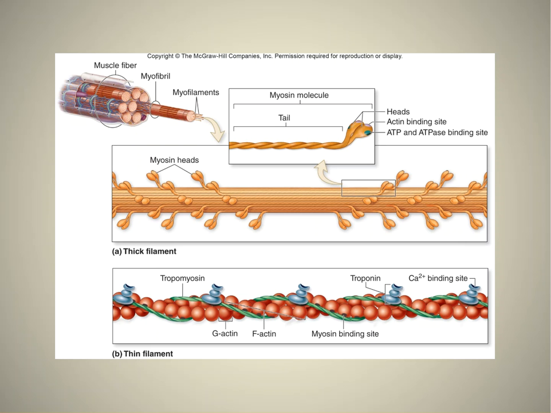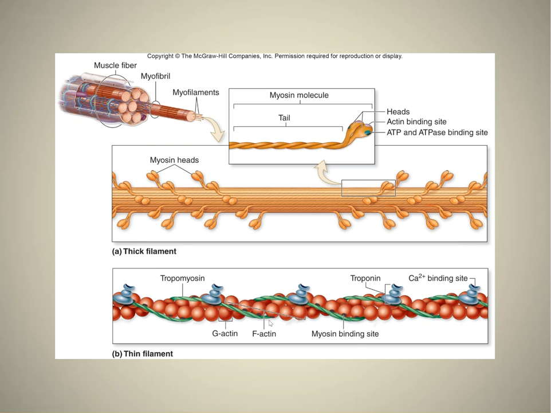Okay, so here's slide 12, looking at the thin and thick filaments and the proteins that make them up. The thick filament is basically one protein called myosin, but it's pretty complex. Each myosin molecule consists of a long tail of two twisted fibers, plus a couple of heads with actin binding sites and ATP and ATPase binding sites on what's called the heads, or sometimes the myosin cross bridges. They are going to be attaching to actin in the thin filament.